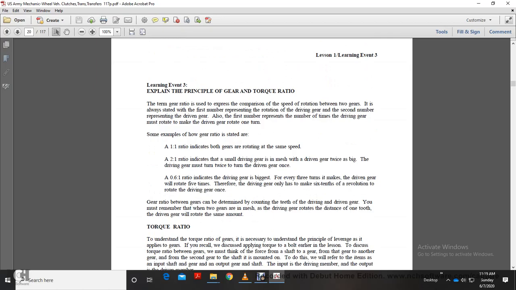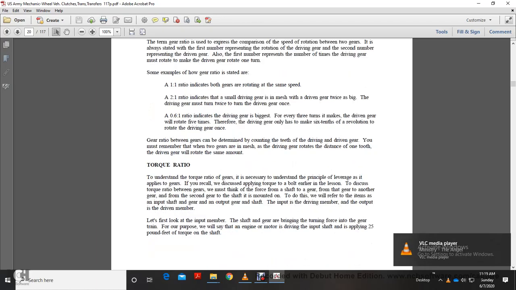Learning event 3. Explaining the principle of gear torque ratio. The term gear ratio is used to express the comparison of the speed of rotation between two gears. It is always stated with the first number representing the rotation of the driving gear and the second number representing the driven gear. Also, the first number represents the number of times the driving gear must rotate to make the driven gear rotate one turn. Some examples of how gear ratios are stated.